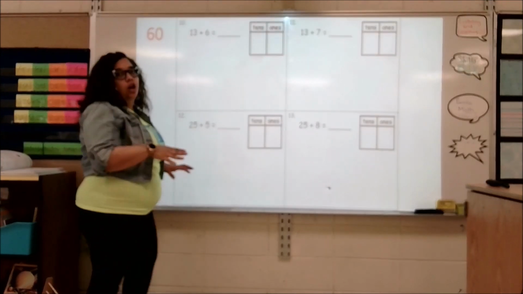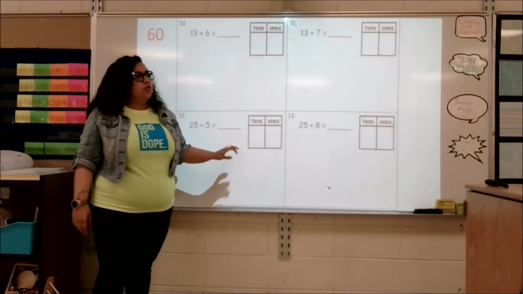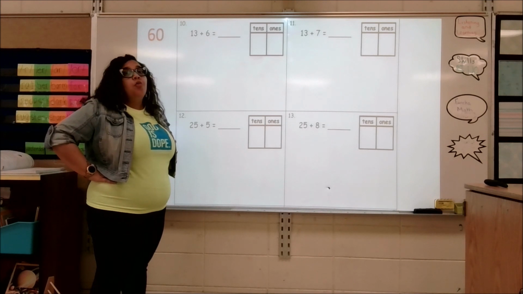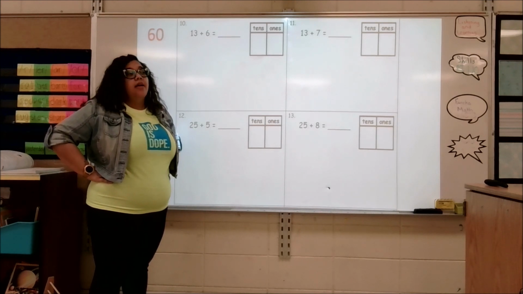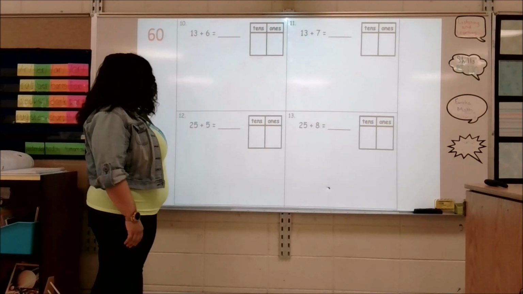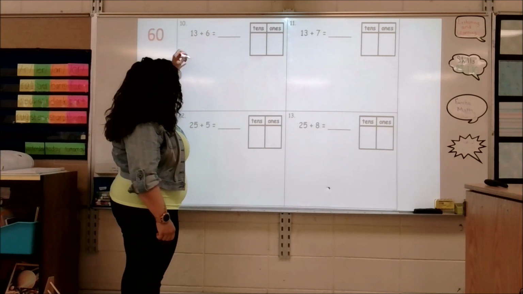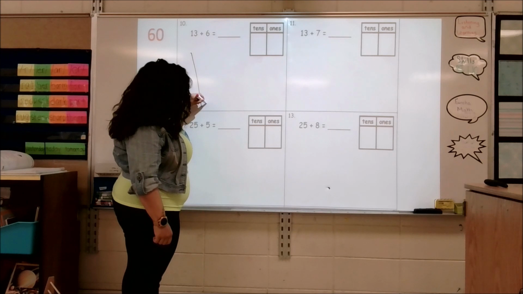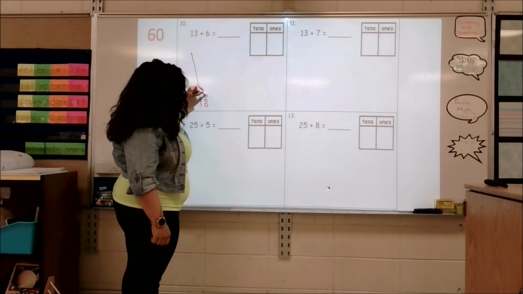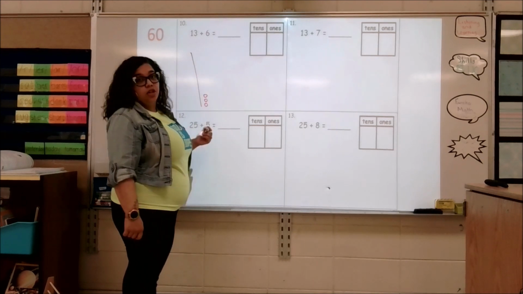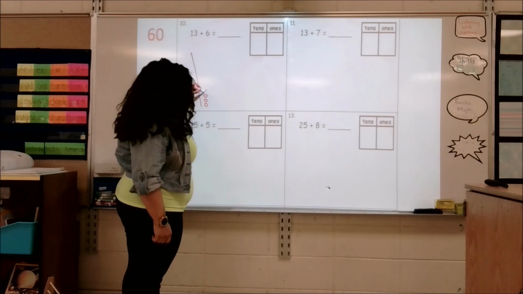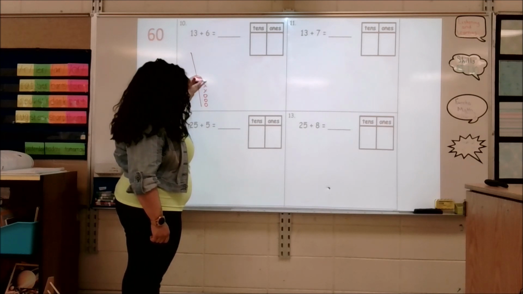Like I said, we're going to start with the picture. For each of these, we'll start with the picture, and then we will write numbers to match what our picture says. So first, starting with 13 plus 6, okay? So 10, 11, 12, 13, plus 6: 1, 2, 3, 4, 5, 6.